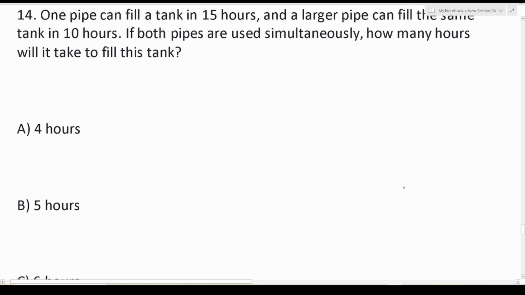All right, number 14 says, one pipe can fill a tank in 15 hours, and a larger pipe can fill the same tank in 10 hours. If both pipes are used simultaneously, how many hours will it take to fill this tank?